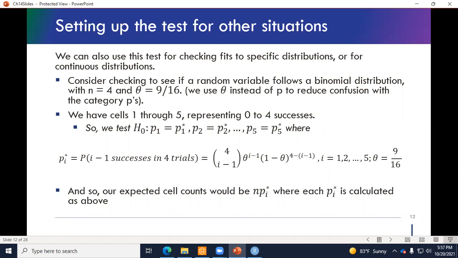So that's what a binomial distribution is like. And we know the probability of getting a success, we denote it as theta. Previously we used p, but just to make it easier to distinguish from the proportion, we will use theta instead of p for this binomial distribution. For n trials, we could get 0, 1, 2, 3, 4 successes. So we have 5 cells. So we have cell 1 to 5 representing 0 to 4 successes. And so we are testing.